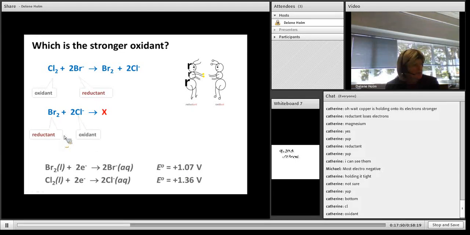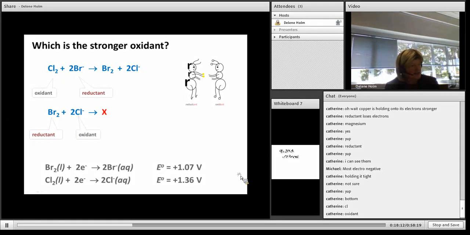Well, if anything, bromine won't give its electrons away. It's a very weak reductant, because if bromine gave its electrons away, it would form a positive value, and it doesn't want to do that very readily. I haven't actually shown the E0 values of if it gave away. But you can see that the chlorine is the stronger reductant.